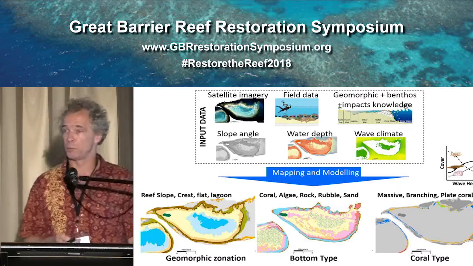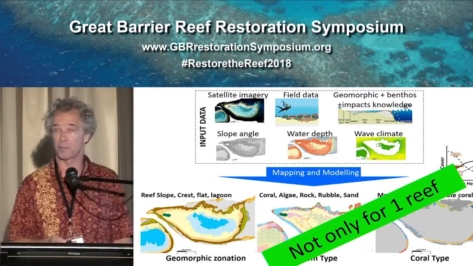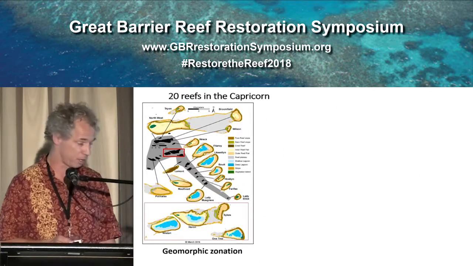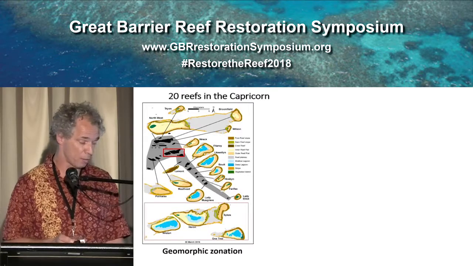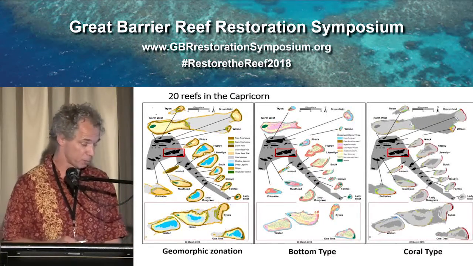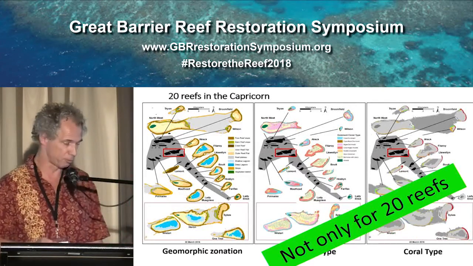Well, it's nice to do it for one reef, but we want to do it for the whole reef. And that's what we did. We looked at the Capricorn Bunker group and made geomorphic maps for each of these 20 reefs. We did bottom type and coral type for all those reefs. That's nice for 20 reefs, but 20 reefs is still not getting close to 3,000 reefs.